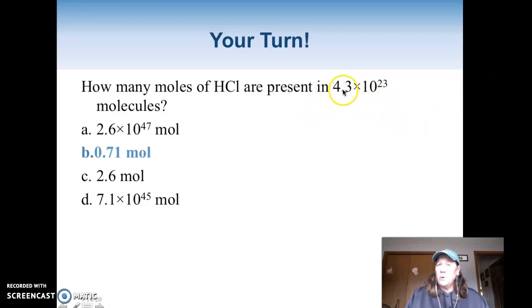So it takes 4.3 divided by 6.02. So you're going to have a number that's like 0.7 something. And then 10 to the 23rd, and I have 10 to the 23rd on the bottom. They are going to cancel each other out. So that's where you get this. Remember, if you're dividing scientific exponents, you subtract the exponents. If you're multiplying, you add the exponents.